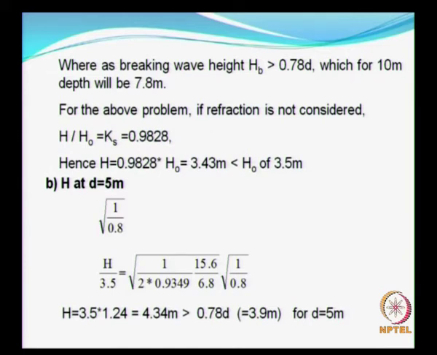Now the next subdivision in the same problem is the wave height in a water depth of 5 meters, where it is said that the ratio of B naught to B is 1 by 0.8. It is said 20% reduction. Is that clear? So that is what I explained in the beginning of the problem. Now you calculate this, that is your Shoaling coefficient, and this is your refraction coefficient. Now you look at the value, it is something like 4.34 meters.